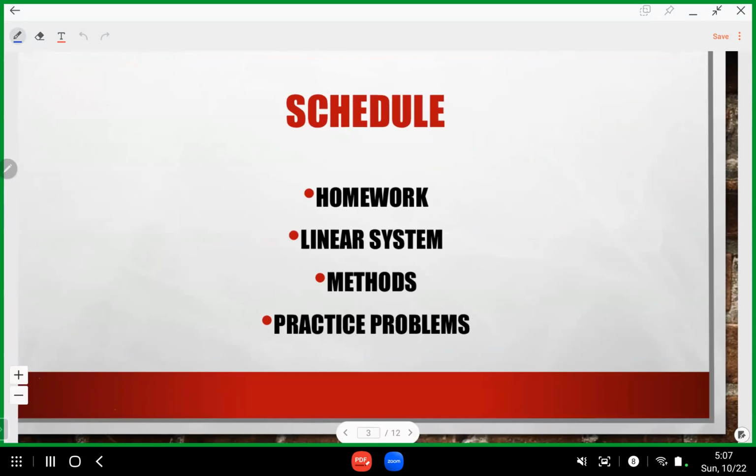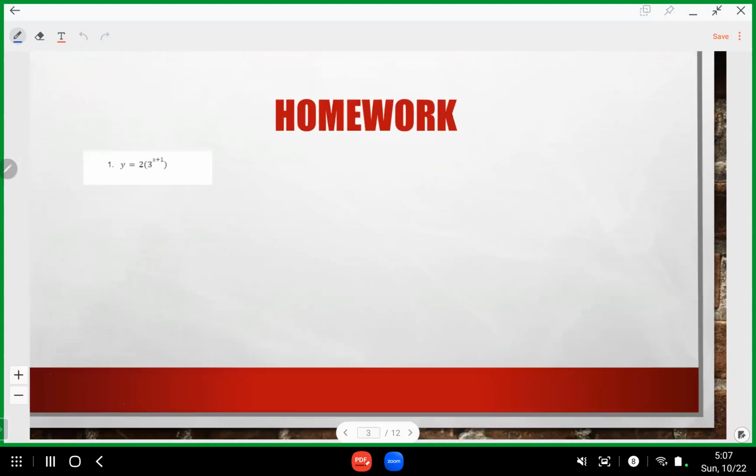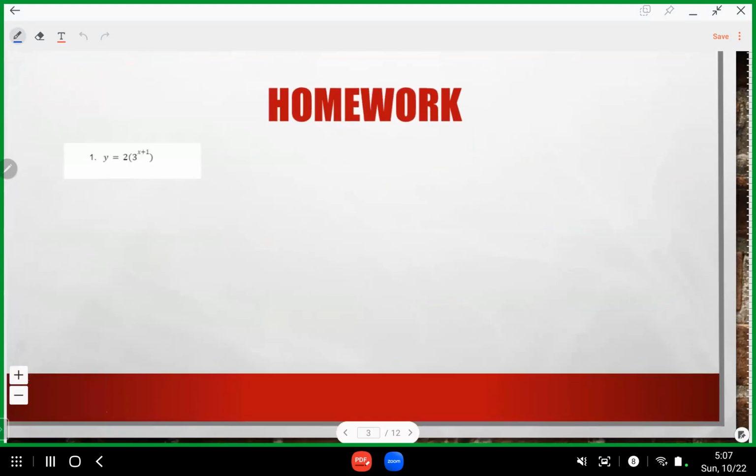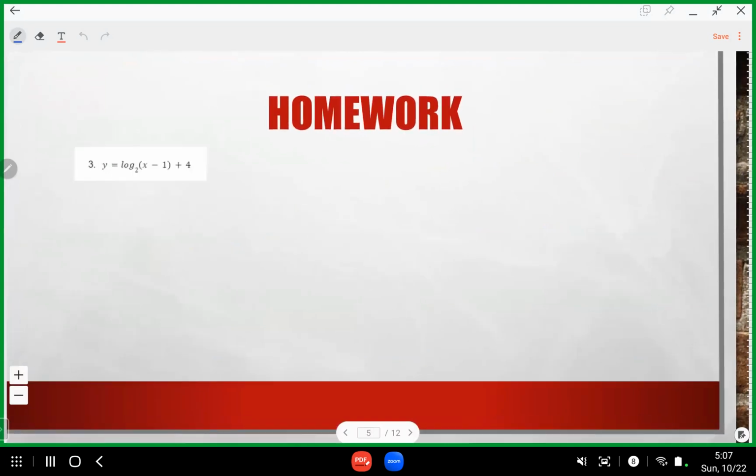Okay, so let's start with the homework first from last time. This was about logarithms and stuff. Basically, you need to graph these. Last lesson was on graphing. So graph these, and then we can go over it in a couple of minutes.